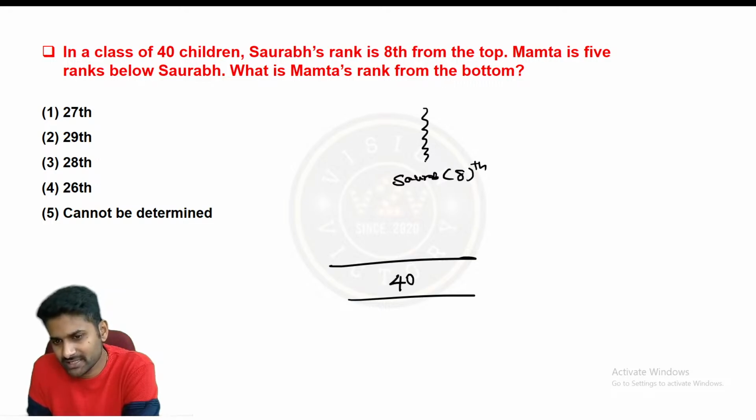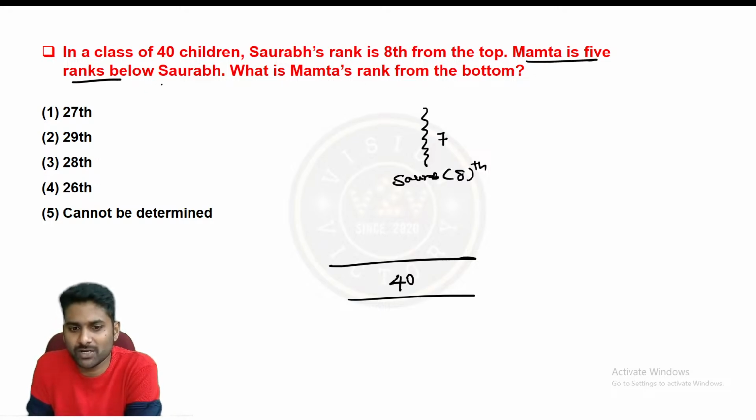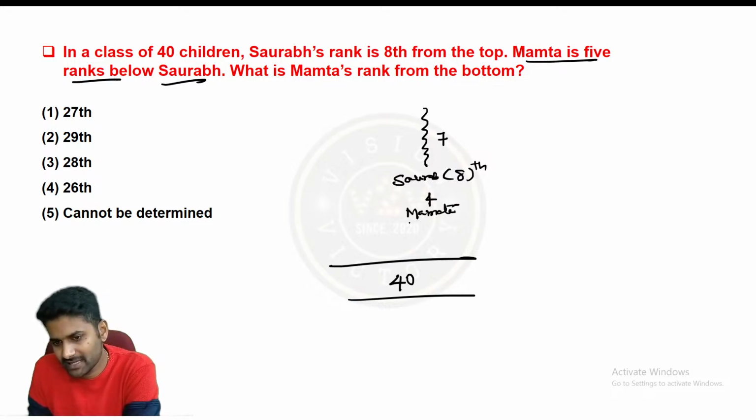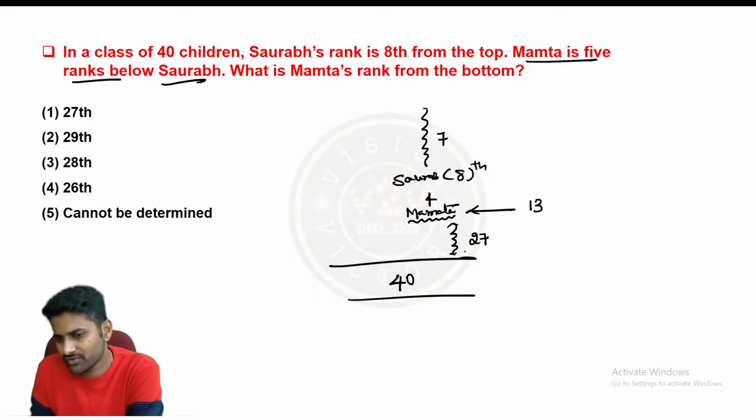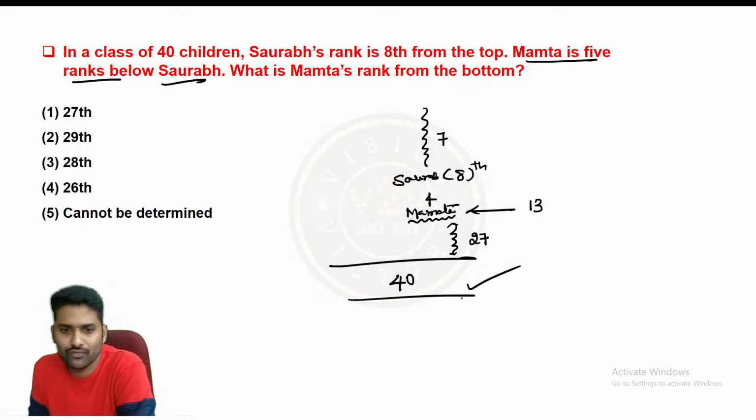It means you should understand that above Saurabh there are 7 people. And Mamata is 5 ranks below Saurabh. Now, take 4 people between Mamata and Saurabh. Why? Because they clearly mentioned that Mamata is exactly 5 places below Saurabh. Now, if you go through this calculation, guys, the total information is about 13. So after Mamata, how many people are there? After Mamata, there are 27 people. Why? Because the sum of all the students is exactly equal to 40.